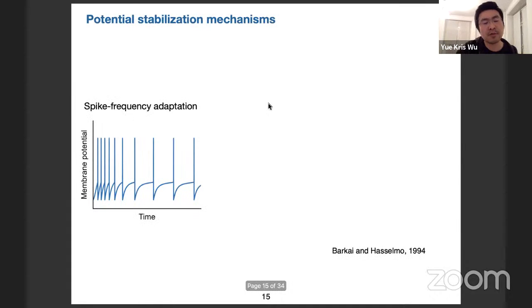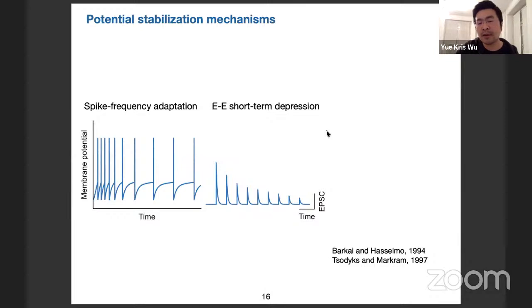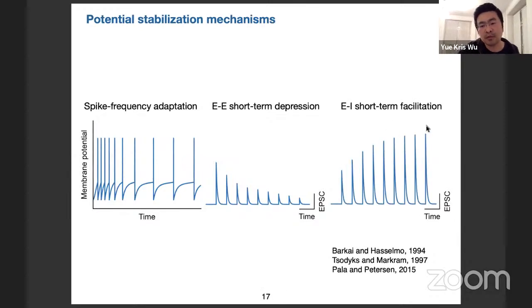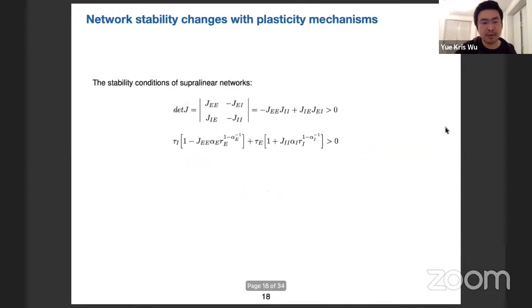So we narrowed it down to three different mechanisms which operate on a short time scale. The first one is spike frequency adaptation. The second one is E to E short-term depression. The last one is E to I short-term facilitation. Before I show you results, let's look at the stability conditions of superlinear networks.